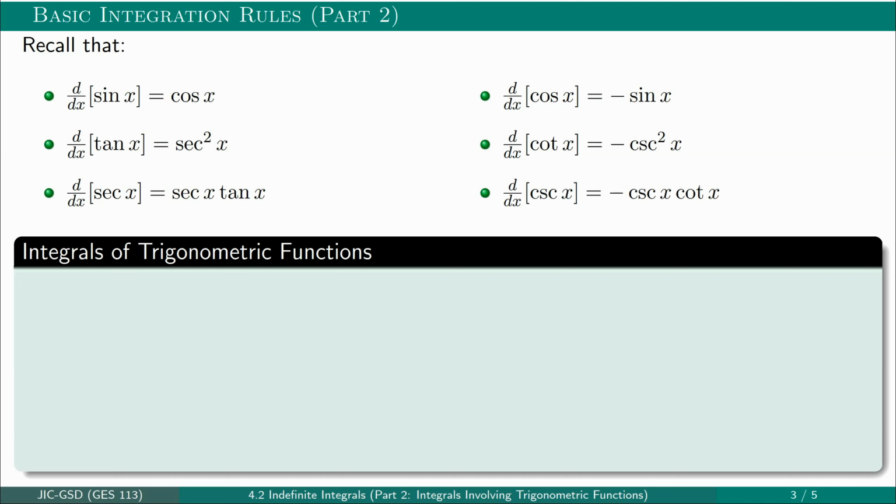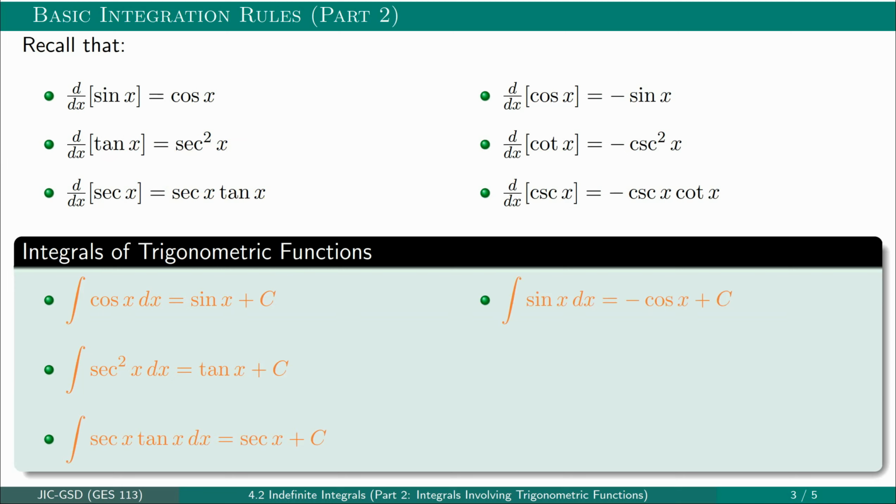Now, if we are going to integrate cosine x dx, this will give us back our original function sine x. So this will be our first integration rule. Integral of cosine x dx is actually sine x. Similarly, if you take the integral of secant squared x dx, this will give us tangent x. If you're going to integrate secant x tangent x dx, this will give us secant x. And if you're going to integrate sine x, this will be minus cosine x. The integral of cosecant squared x will be minus cotangent x, and the integral of cosecant x cotangent x will be minus cosecant x. Now in each case we add a constant c.